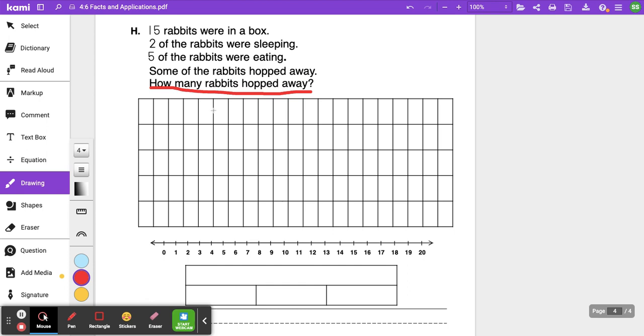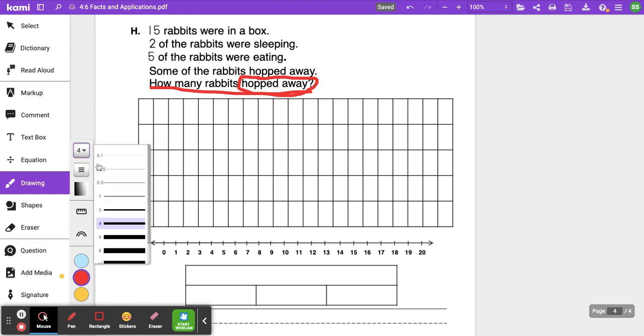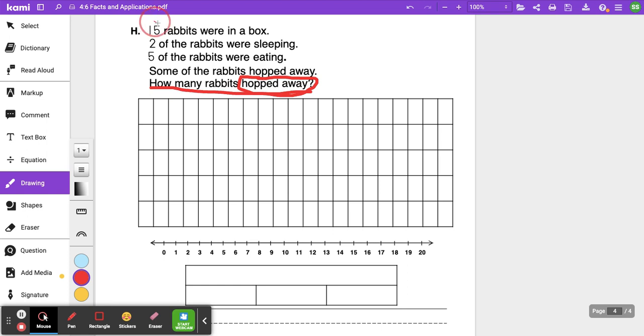What are the important words in that sentence? Hopped away. I am looking for, the question is about the rabbits that hopped away. Go back to the top and let's look for important information in each sentence. 15 rabbits were in a box. What's important? The 15, and this is the total that was in the box. All of the rabbits are in the box, so 15 is the total.